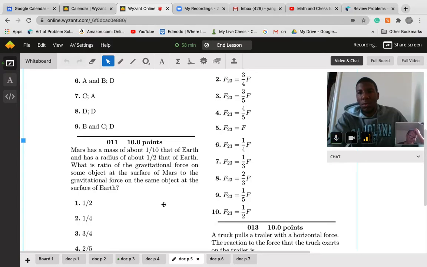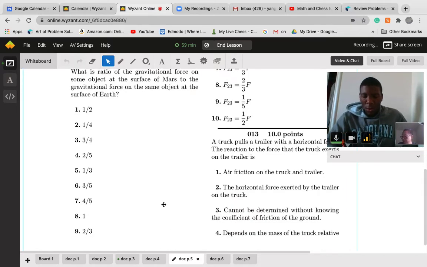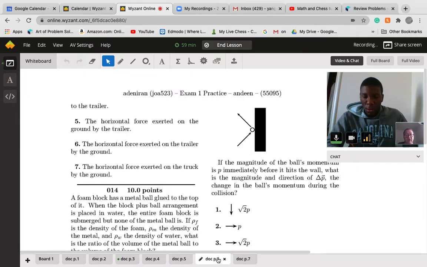Is that correct? Yes. This is very easy. That's Newton's rule. Number 13. That's 2. Is that correct? Yeah. Okay. Yes, that's correct. Now number 14.